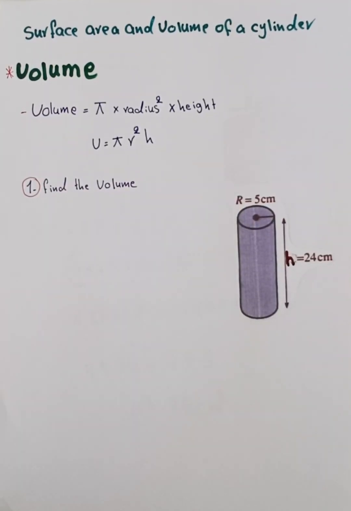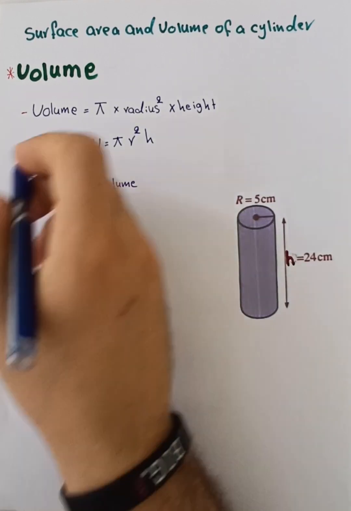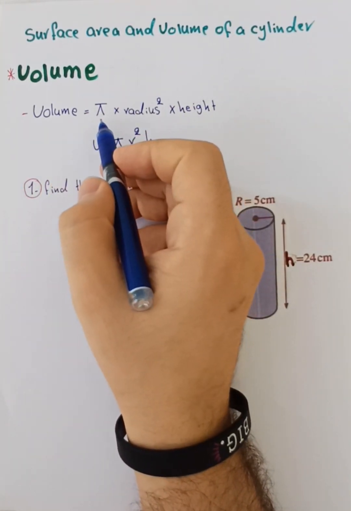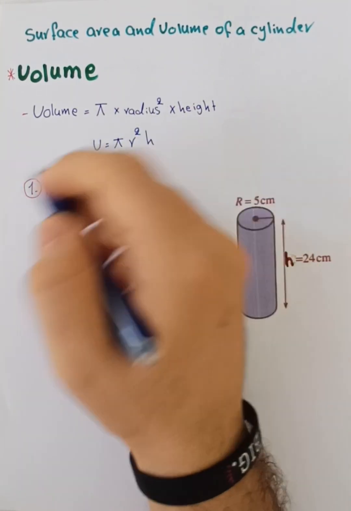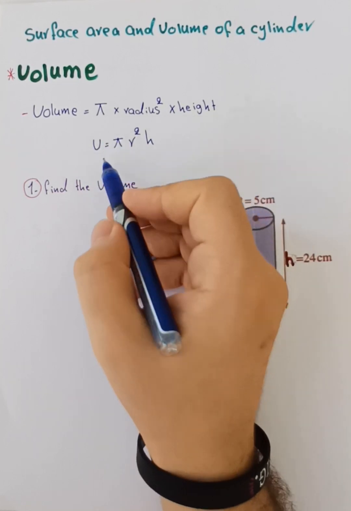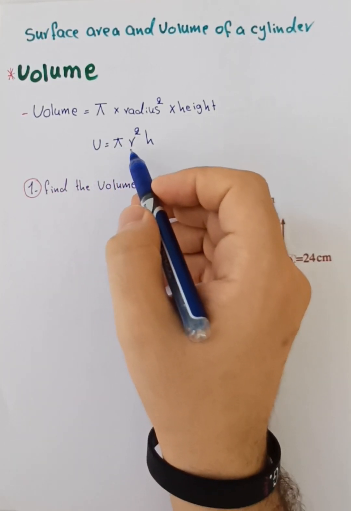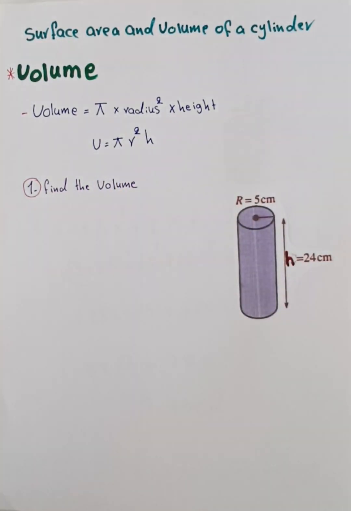After that, in the second part of this lesson, I'm going to talk about volume, how to find the volume of a cylinder. For finding the volume of a cylinder, we have to use the rule for volume. The rule is pi times radius squared times height, and the short form for the rule is V equals pi times r squared times h.